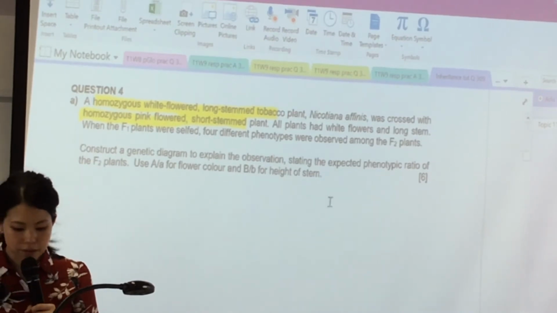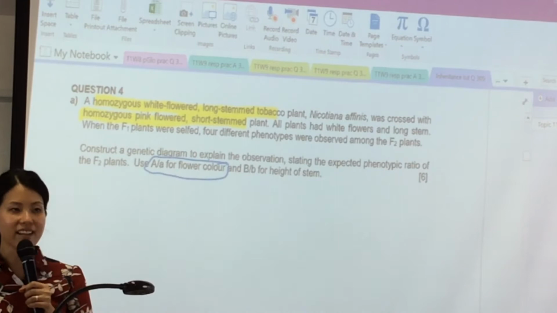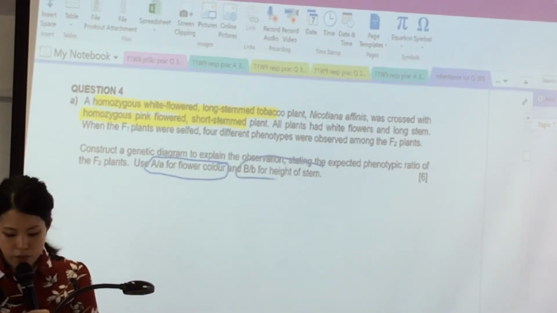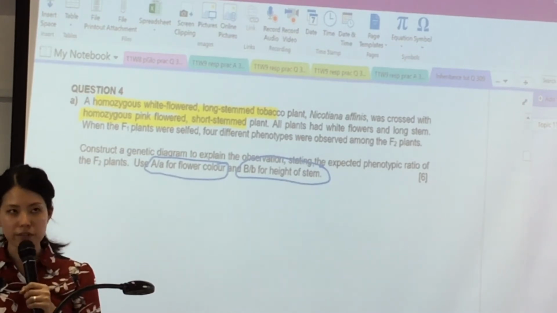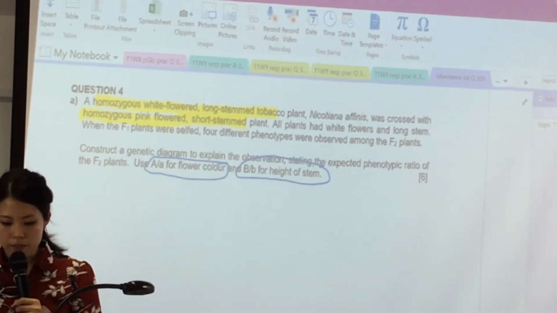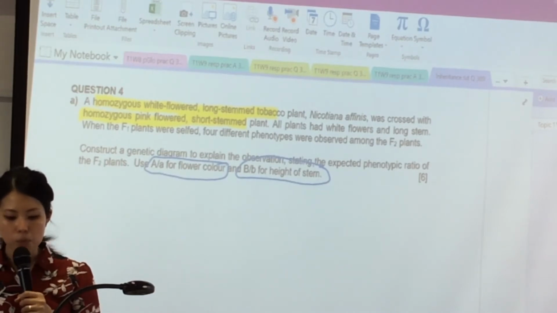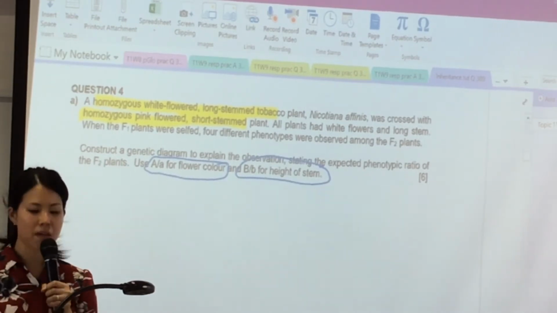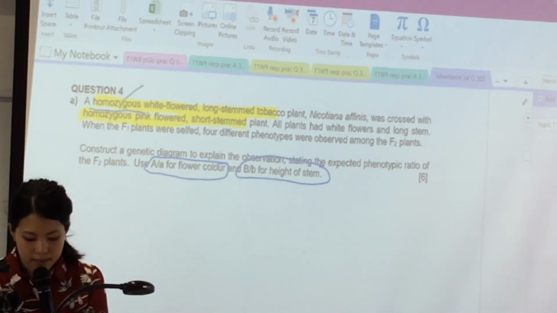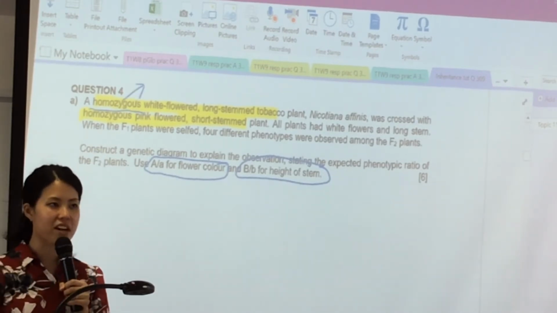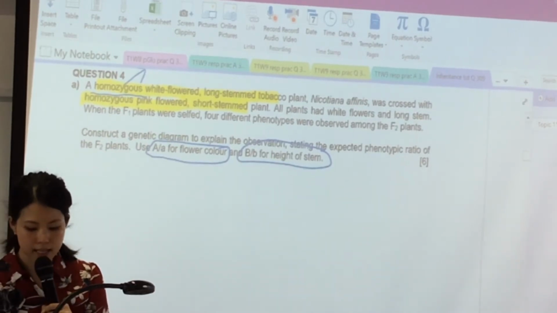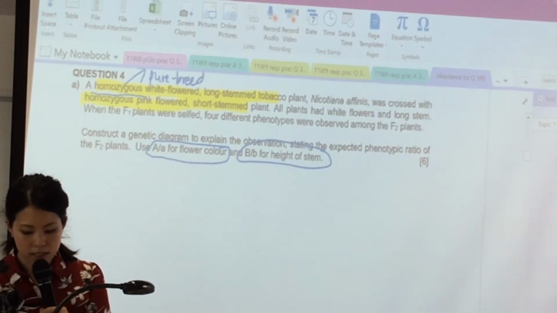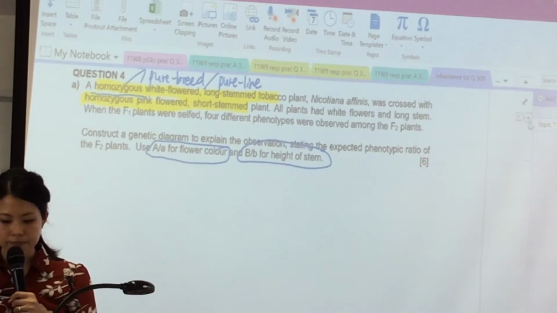Two characteristics, very good. So you have one gene, we call it gene A for flower color, and you have gene B for height of stem. So that is your two gene loci for different characteristics. Now, the parents are homozygous white flowered long and homozygous pink and short. There is another way in which the question can phrase homozygous. What is another term? They can say that it is pure breeding, or you can say pure line. That also means homozygous.